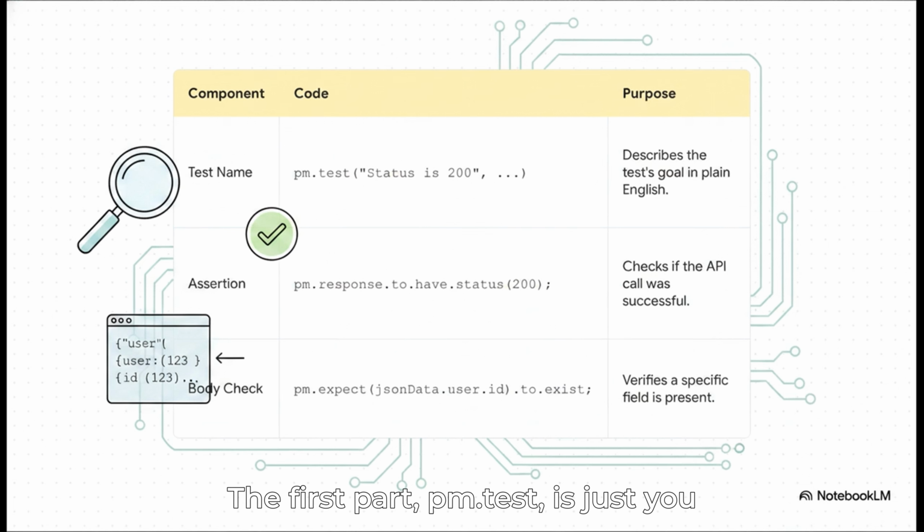The first part, pm.test, is just you giving your test a name in plain English. The next part, the assertion, does exactly what it says. It checks if the response status was 200 OK. And the last one just checks, hey, does the user ID field actually exist in the data we got back? These little checks are simple, but they are so powerful.